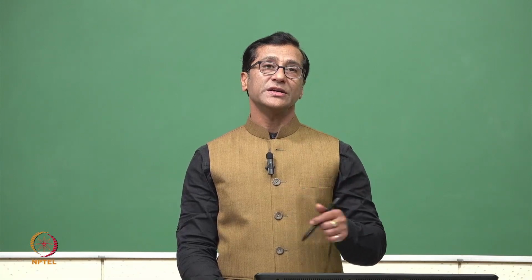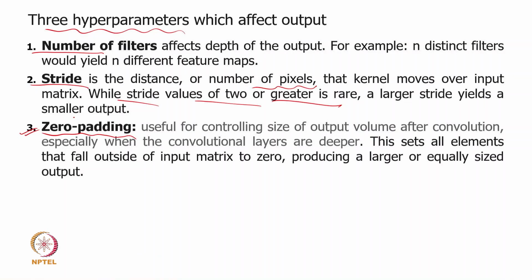The reason is that many times MATLAB introduces padding for image correction. So zero padding is also done many times to match input and output. So what is zero padding? We say it is useful for controlling the size of the output volume after convolution, especially when the convolution layers are deeper. It sets all elements that fall outside of the input matrix to 0. That is what we show there with the example.